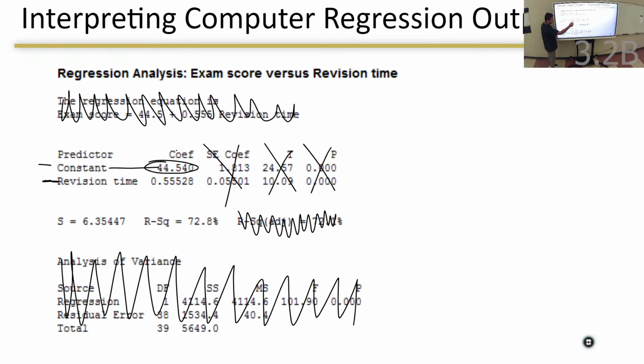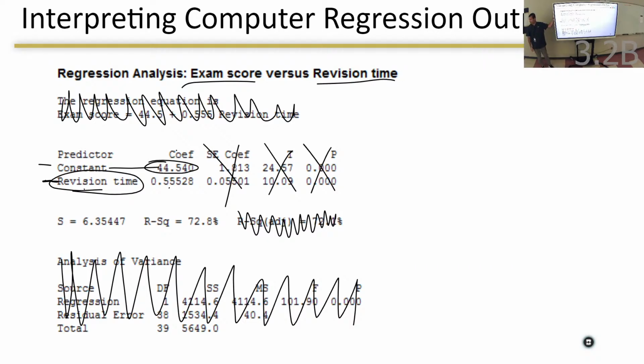And then this says coef of revision time. That must mean that this is the coefficient for revision time, which in this particular case is my slope. It's always in front of your x. So now I know that x is revision time. Y, I'm not too sure of, but somewhere they're going to tell me what y is. Revision time is x, so the exam score must be the y.